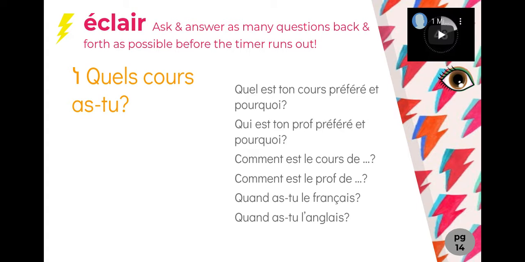Premier, j'ai l'anglais. Deuxième, j'ai les maths. Troisième, j'ai la science. Quatrième, j'ai l'éducation physique. Cinquième, j'ai le français. Quel cours as-tu? And then your partner would answer. And then you can start asking some of the other questions that we know.